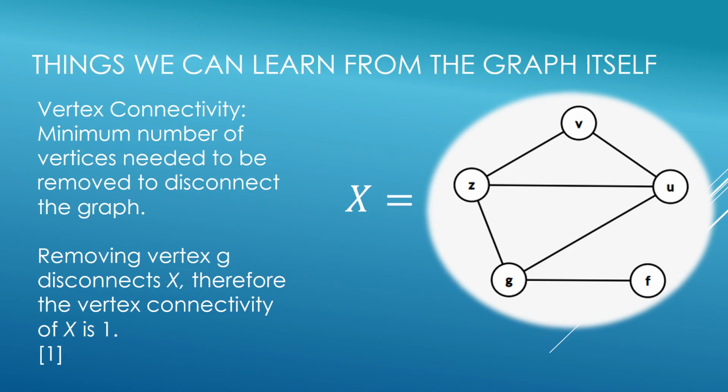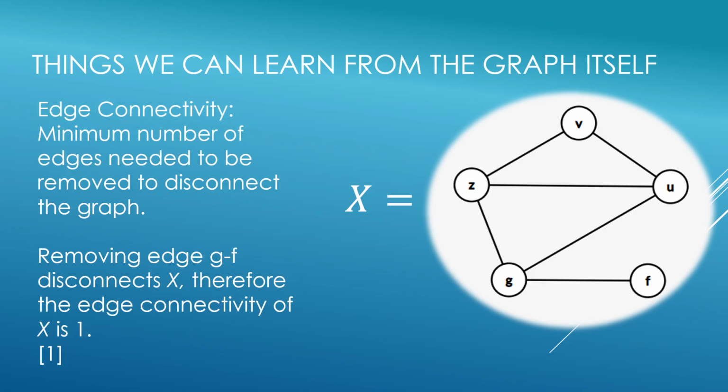We could also talk about vertex connectivity, which is the minimum number of vertices needed to be removed to disconnect the graph. If we look at this graph X, if we removed G, we would have F off by itself, and Z, U, and V off by themselves, and so the graph would be disconnected. And so the vertex connectivity of X is 1.